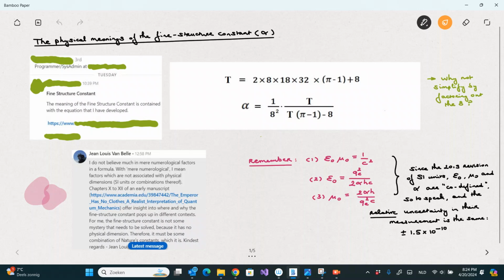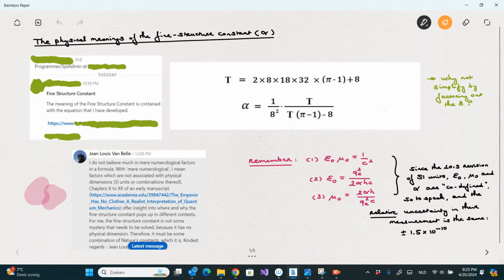What I mean with that is that you have factors there which are not associated with any physical dimension. Some kind of SI units, energy, Joule, electrical charge, whatever, or some combination thereof. I referred him to a manuscript which you can find on academia.edu, from before I started publishing on ResearchGate. The reference is there. The Emperor Has No Clothes was a manuscript that was submitted to a few publishers, but unfortunately they didn't follow through, despite the fact that we actually had a contract. But in chapters 10 to 12, I really build on what happened with the revision of SI units in 2019, where basically the mystery behind the fine structure constant has been solved.